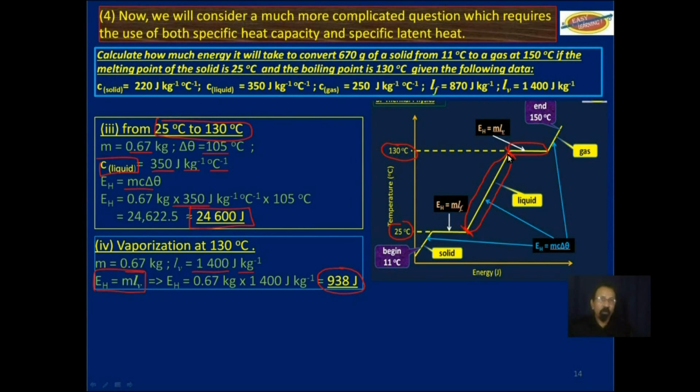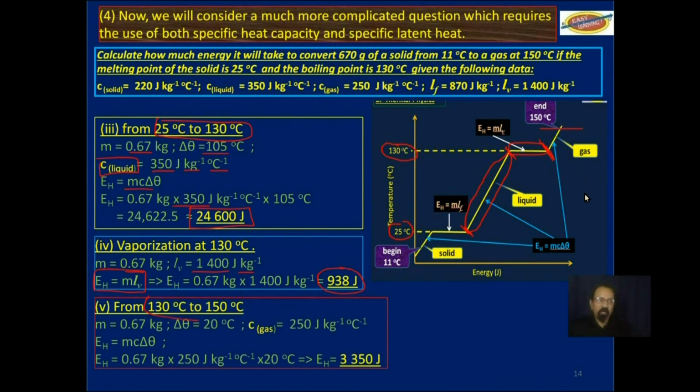So now we have all vapor at this point. We are at 130 degrees. We need now to heat that vapor, the vapor itself, to 150 degrees. So from 130 to 150 will be 20 degrees Celsius. We know the mass. We know the specific heat capacity of the gas, c, which is 250 joules per kilogram per degree. We know that EH = mcΔθ. Substitute that in the formula, and we get a rounded off value of 3,350 joules.